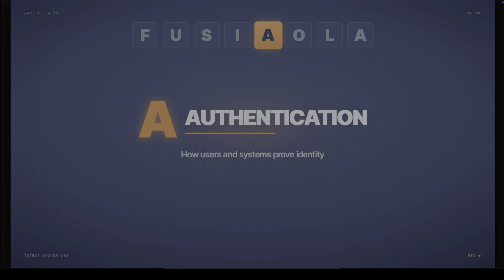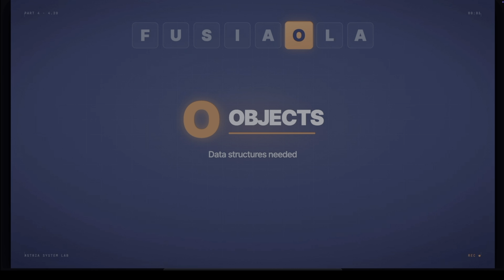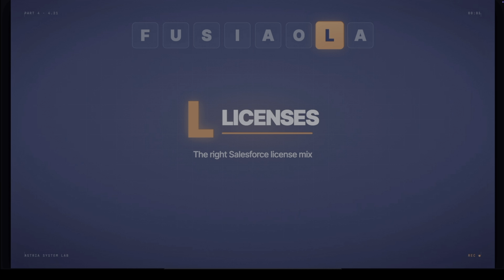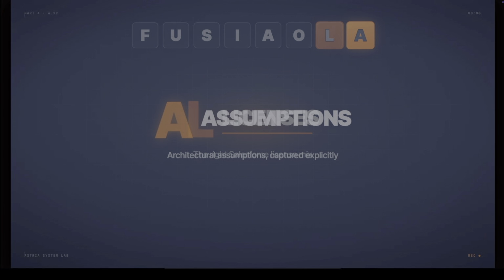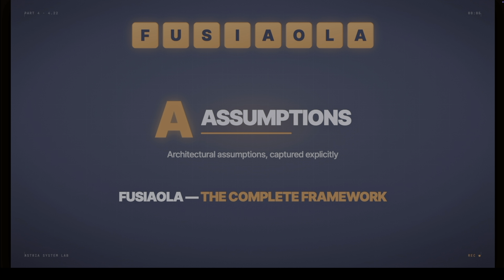A. Authentication, how users and systems prove who they are. O. Objects, the data structures that need to be created. L. Licenses, the right mix of Salesforce licenses for each user type. A. Assumptions, the architectural assumptions you're making, explicitly captured so they can be challenged.